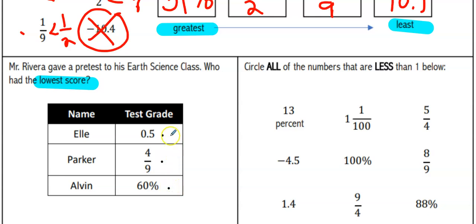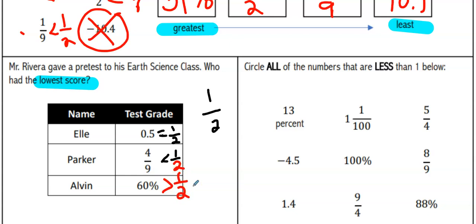So for this one, I'm going to take a look and I'm going to think about that benchmark of 1/2. Okay. So again, I know that 0.5 is equal to 1/2. So that means L had half of the questions correct. Okay. 4/9 is going to be less than 1/2 because I know half of 9 is 4.5, right? If I split 9 into 2 parts, each of them would be 4.5. So I know this one is less than 1/2. But I know that 60% is greater than 1/2, okay?